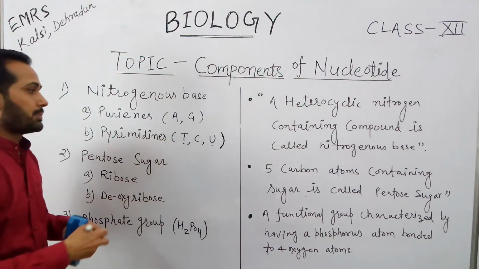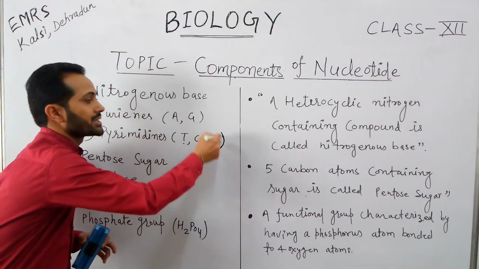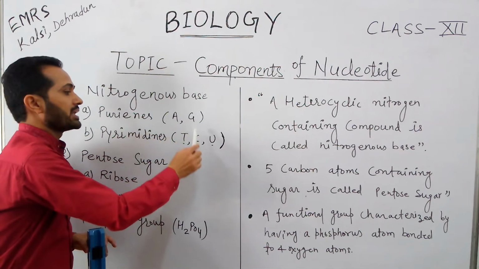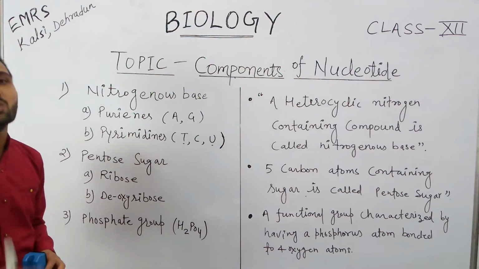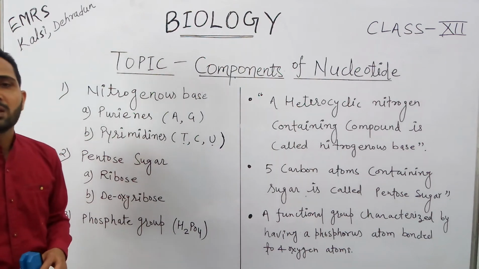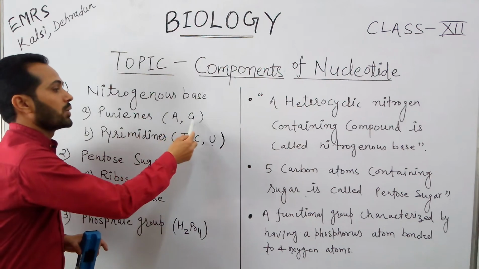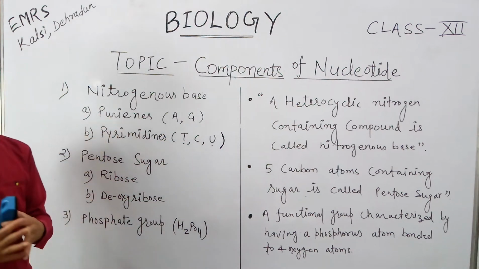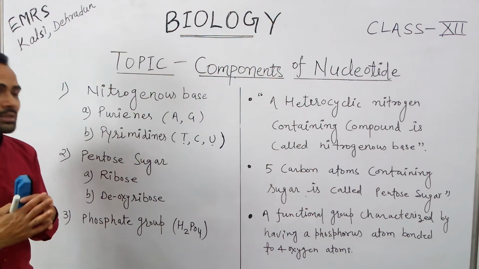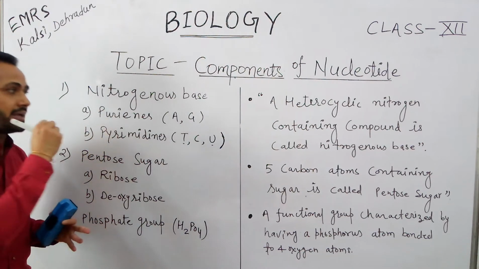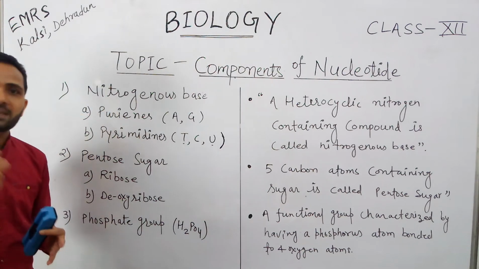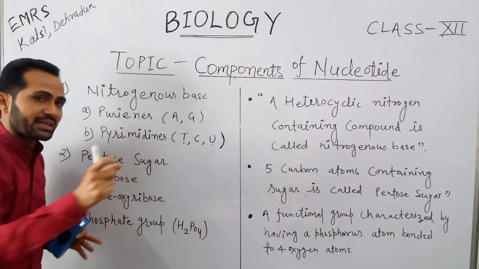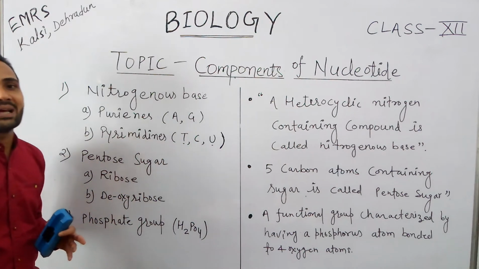In RNA, cytosine is also present, but in place of thymine, uracil is present. So RNA is made up of adenine, guanine, cytosine and uracil. The nucleotide which forms RNA contains adenine, guanine, cytosine and uracil. So these five are the nitrogenous bases, and four of these are present in DNA and RNA. Adenine and guanine are present in both cases, DNA as well as RNA.